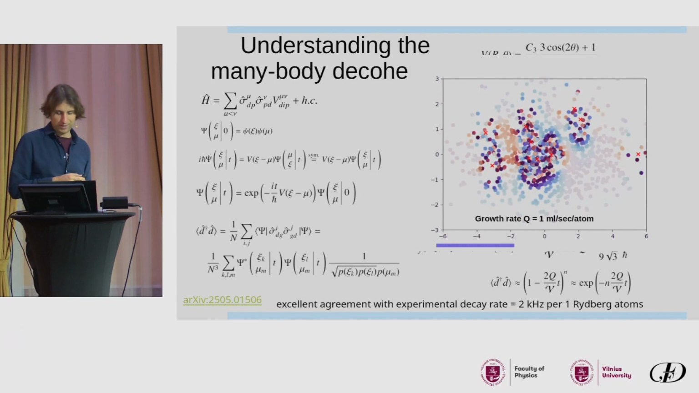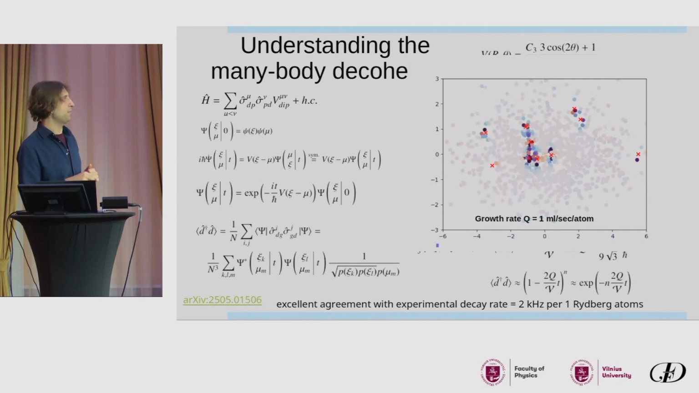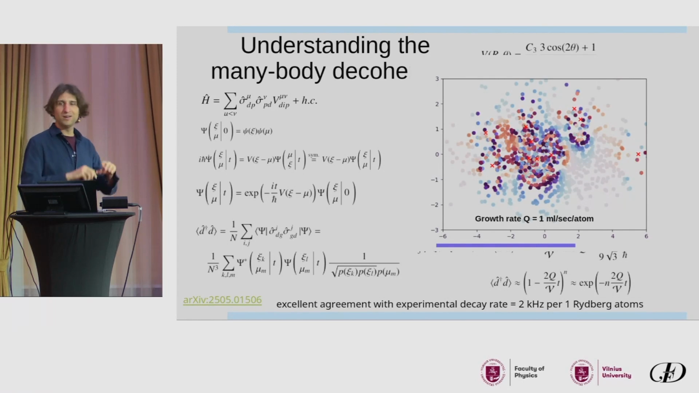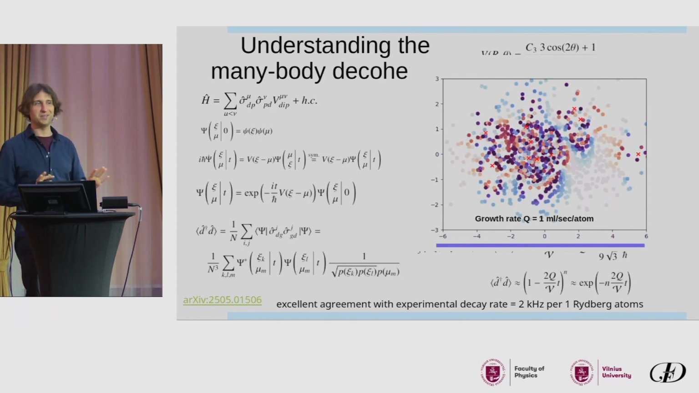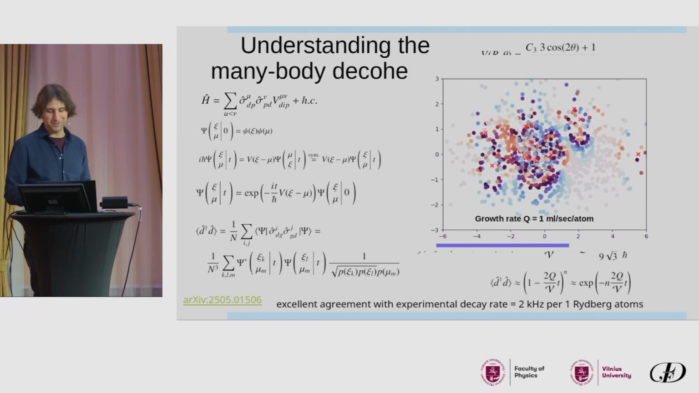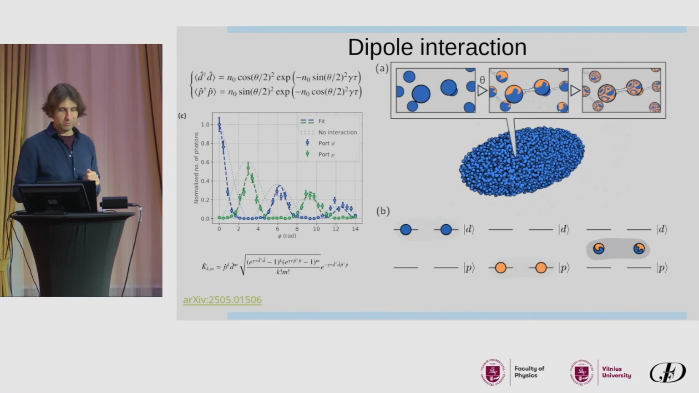So that's our interaction, and nicely enough, we can also estimate that this growth rate is about 1 milliliter per second per atom. So a very absurd amount because we are dealing with microseconds and micrometers, but you can also express it as a kind of drop rate. All right, so we have a result.